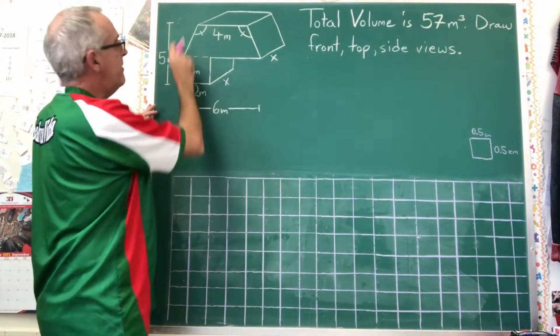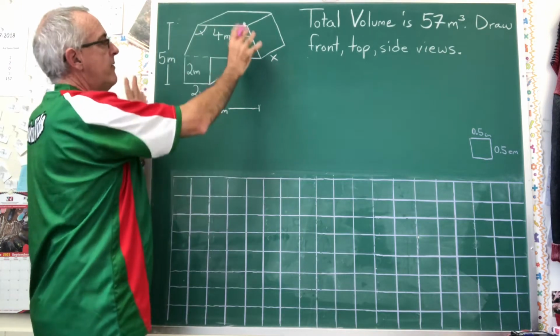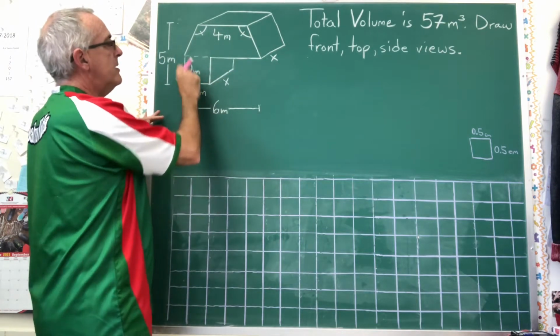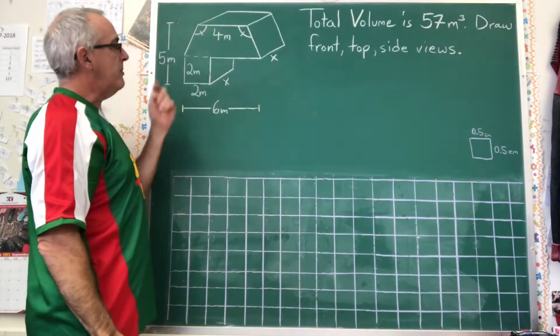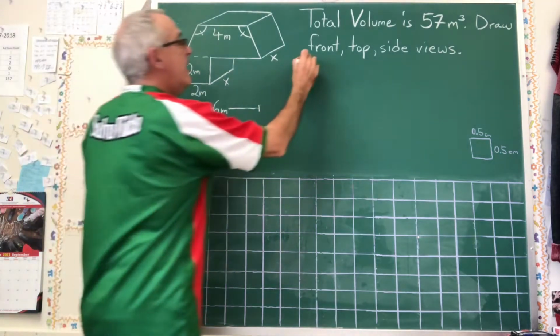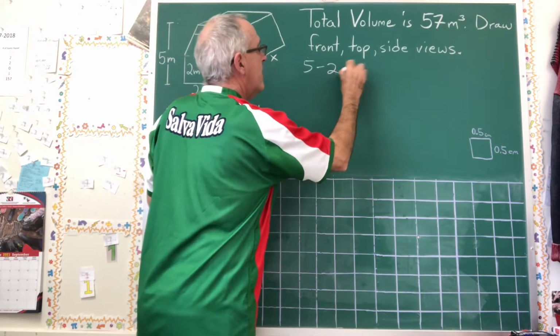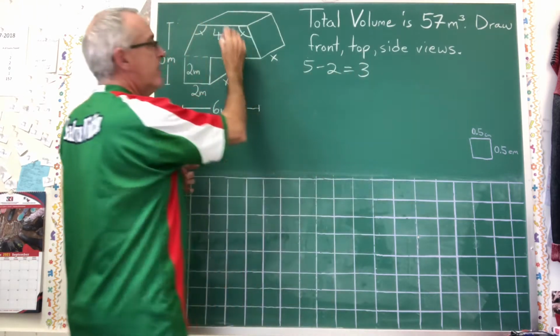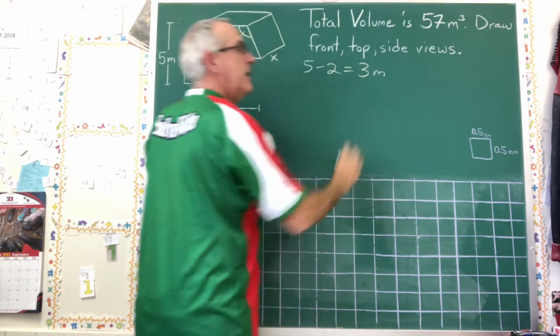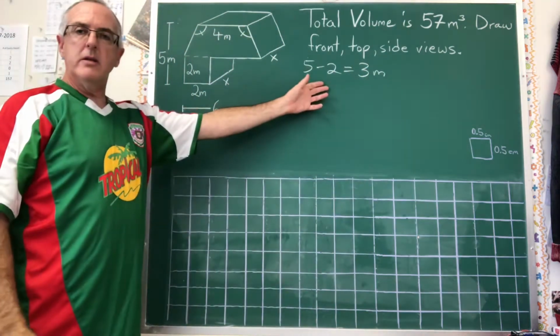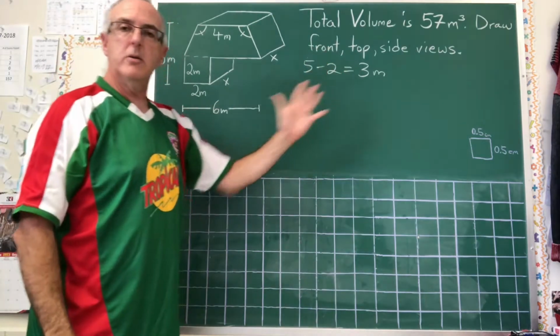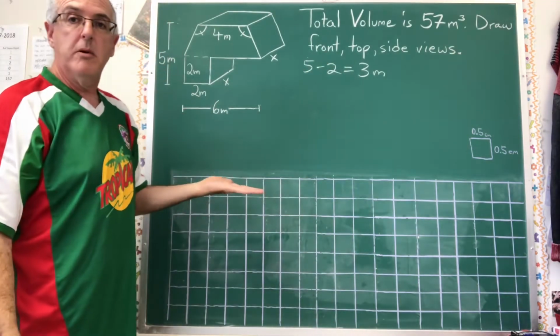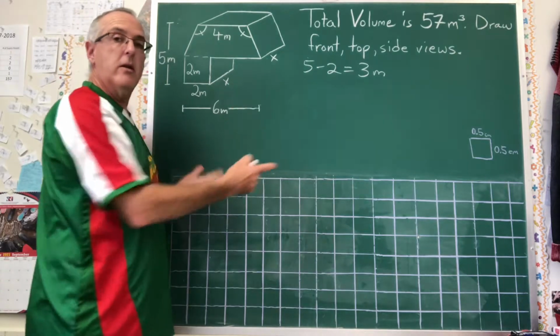We are taking the 5 meters, which is the total height of the object, and we're subtracting the 2 meters, which is the height of the right prism. And we're able to prove that the height of the trapezoid is 3 meters. This might seem obvious, and you might be tempted to just use 3 meters without writing this down, but you will lose marks if you do that. You have to show where you got the 3 meters.